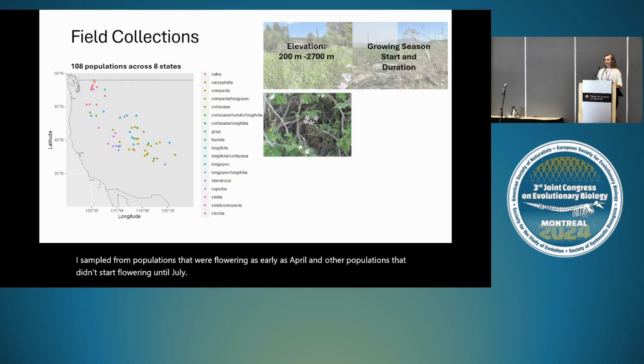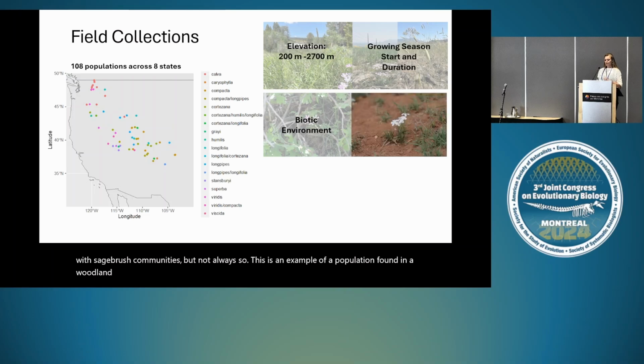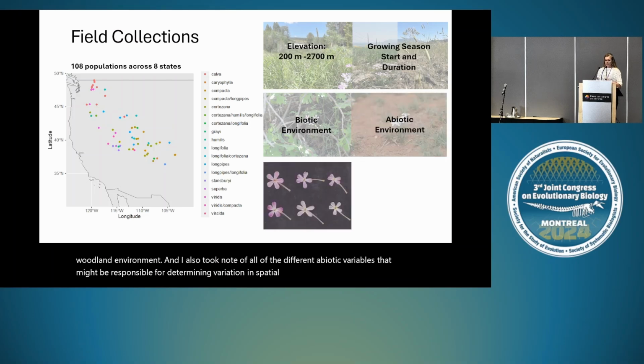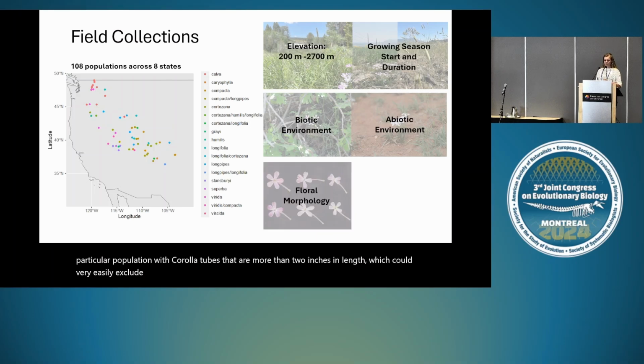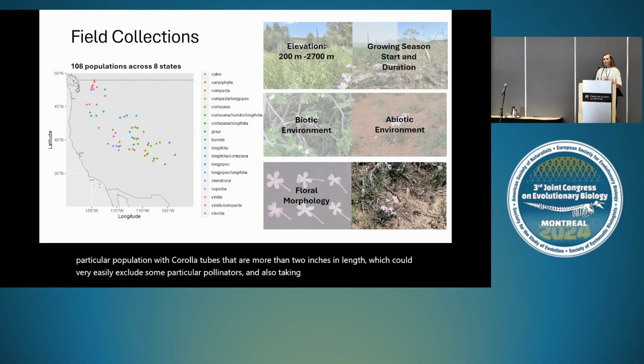I sampled from diverse ecological communities. Most often, this species is found associated with sagebrush communities, but not always, so this is an example of a population found in a woodland environment. And I also took note of all of the different abiotic variables that might be responsible for determining variation in spatial distribution. Some of these populations are really variable in floral morphology as well. So this is a particular population with corolla tubes that are more than 2 inches in length, which could very easily exclude some particular pollinators. And also taking note of any pollinator activity that I see at some of these populations.